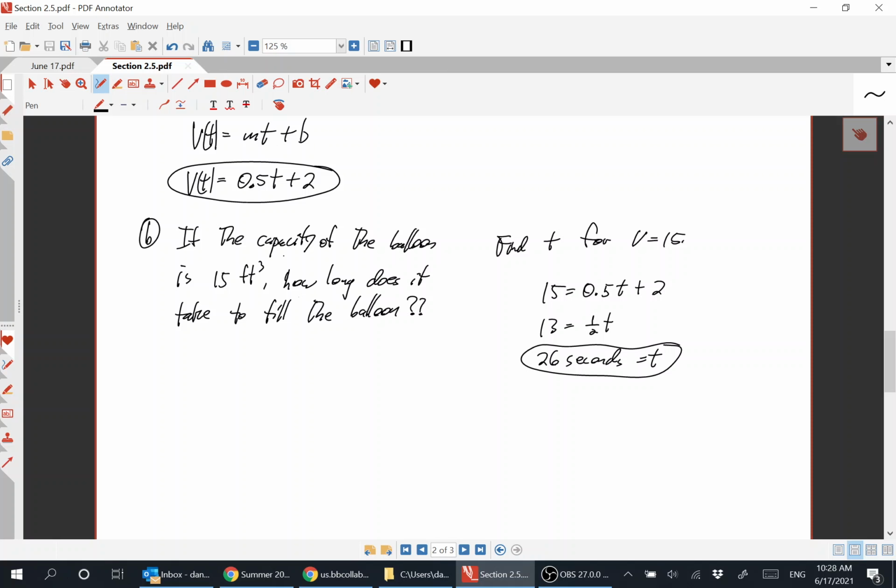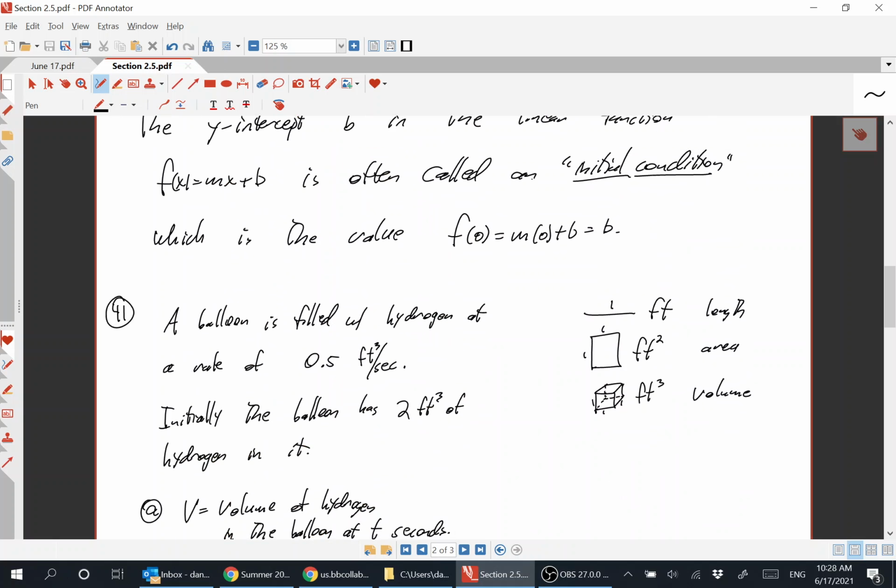So 42, very similar to 41 here. The other problem I asked you to hand in was what?